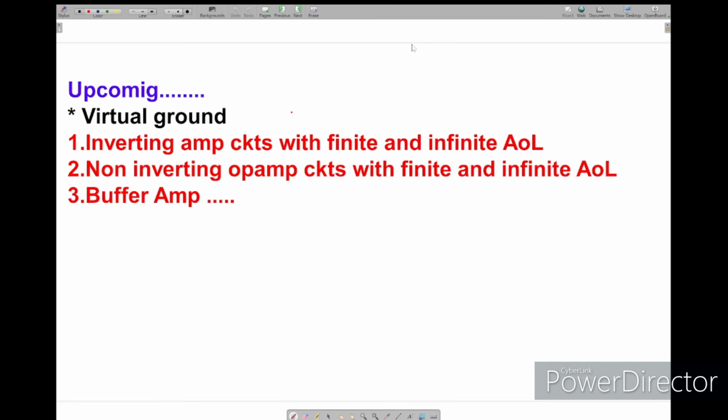Next session we'll see virtual ground and how we can use inverting and non-inverting op amps with finite and infinite loop gains, and the buffer amplifier.